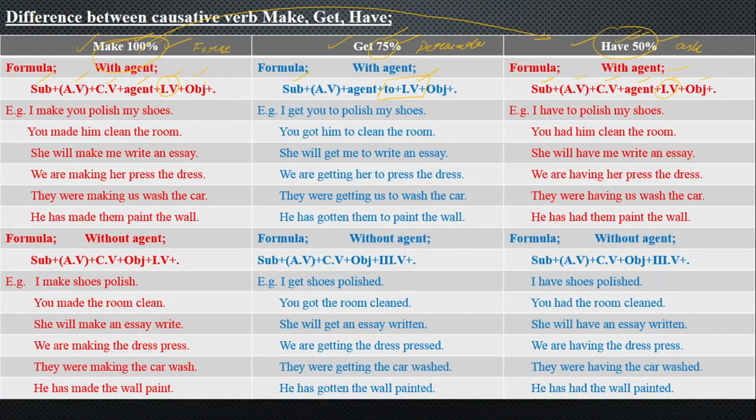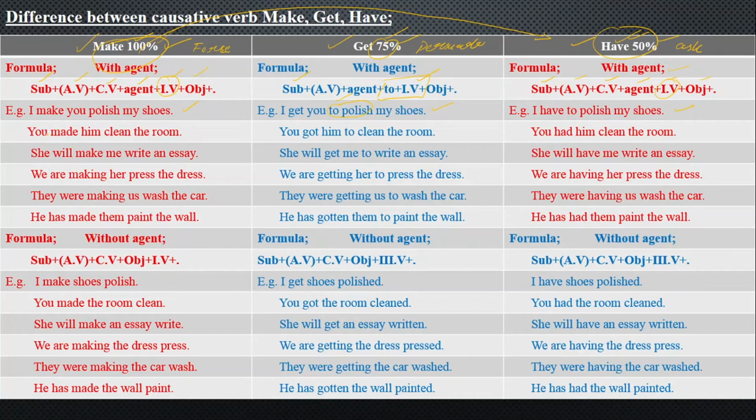But in causative verb get we are using to plus first form. The sentences are: I make you polish my shoes. I have you polish my shoes. They are the same. But the difference is: I get you to polish my shoes. Here we have the one difference, that is known as to plus first form of the verb.